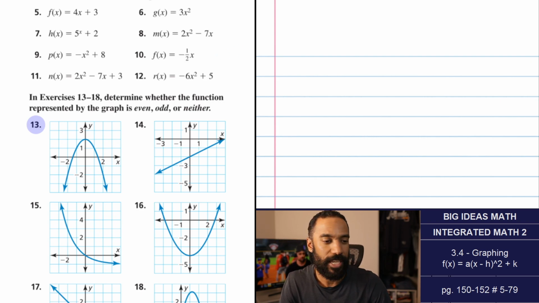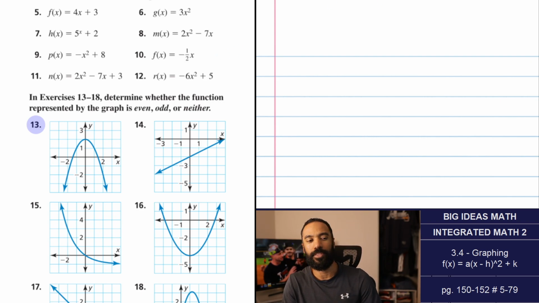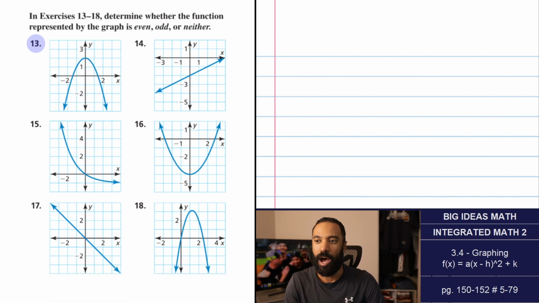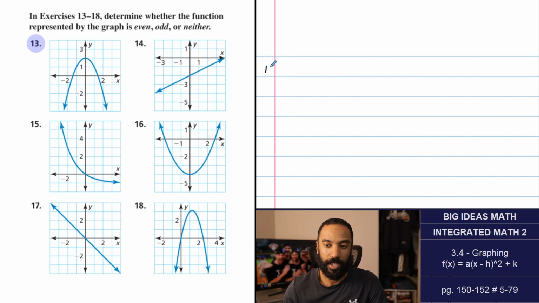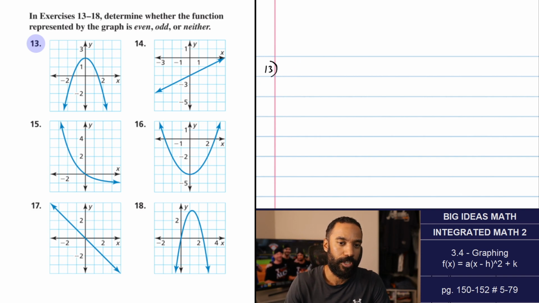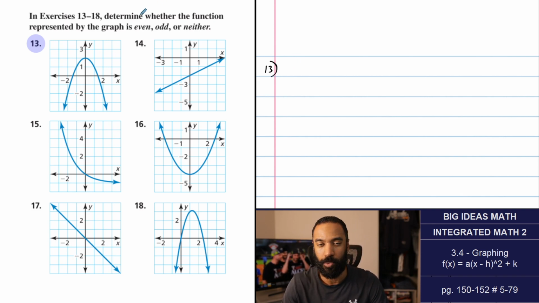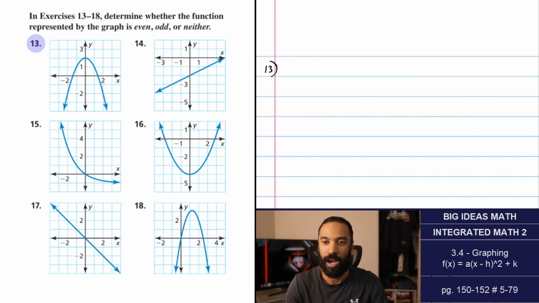Okay, number 13 through 18. Determine whether the function represented by the graph is even, odd, or neither. Okay, I'm not going to copy down the graph. I'm going to utilize the graph to talk about these, though. Here's the visual where we can actually talk about evens and odds and stuff.